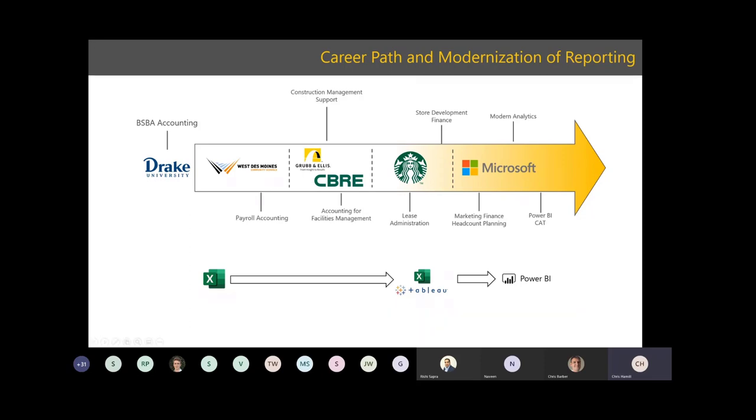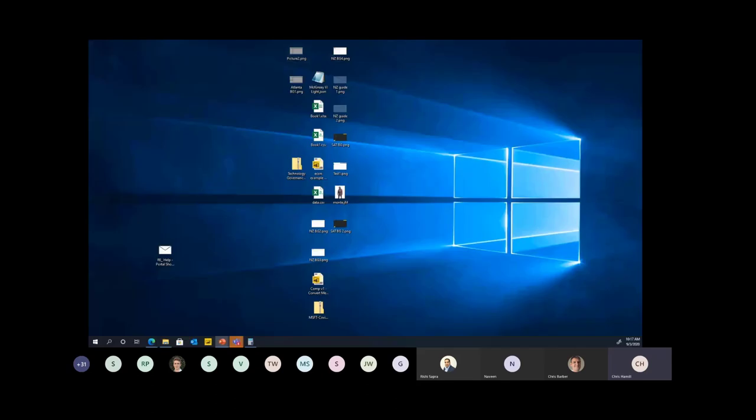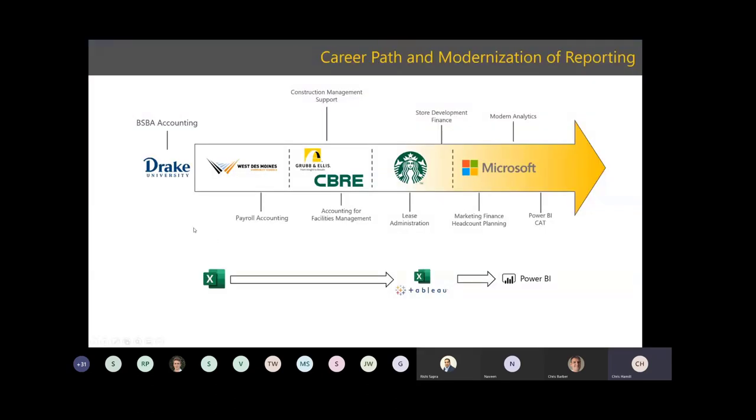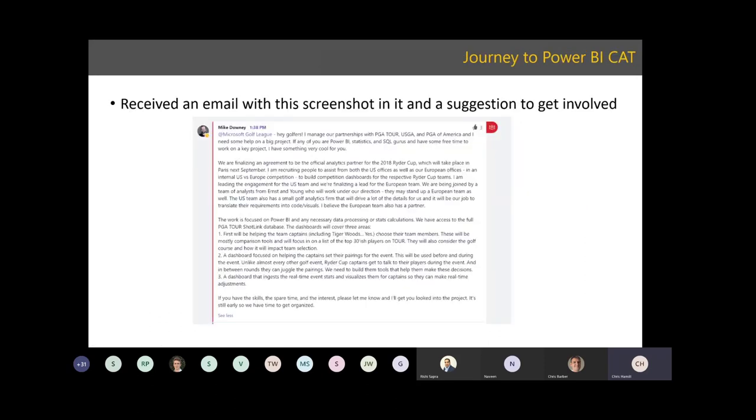But it's a very interesting example of how you can take opportunities and run away with them, and they end up changing the way that your career could actually go. So in short, I was in finance and I received an email from one of the finance managers, my boss's peer, and it said, hey, I saw this post on the Microsoft Golf League, and I know you like golf because I've been golfing for quite a while, and I know you like Power BI and you're really good at it. You should check this out.